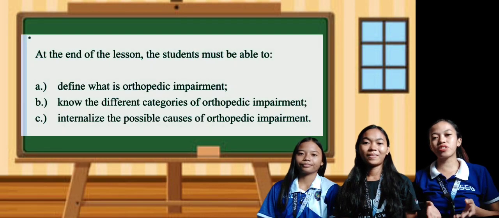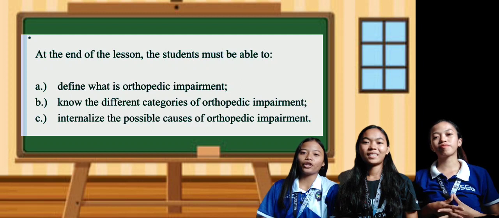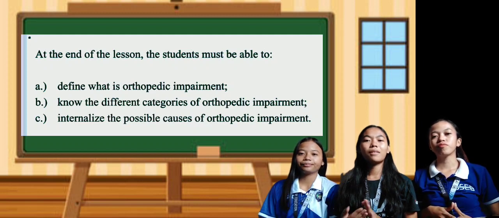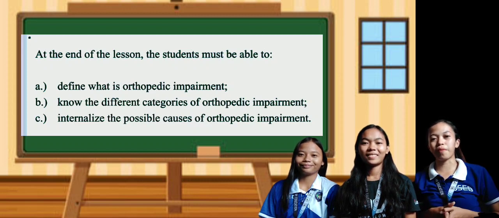So at the end of the lesson, the students must be able to: A. Define what is orthopedic impairment. B. Know the different categories of orthopedic impairment. And C. Internalize the possible causes of orthopedic impairment.